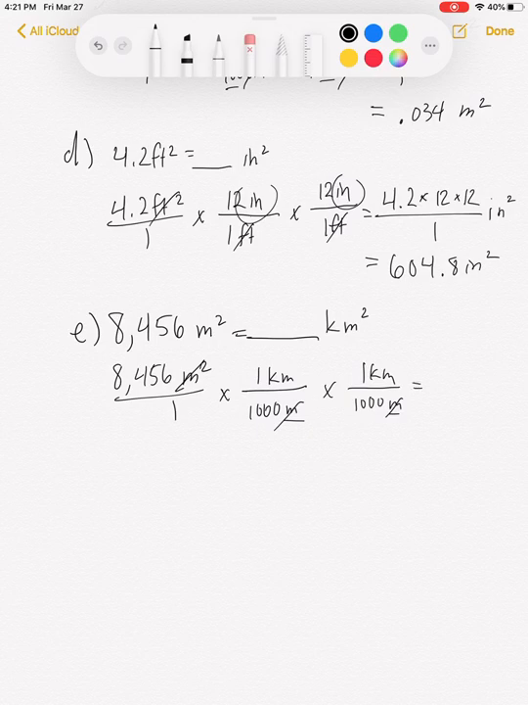Okay, then now I have 8,456 divided by 1, 2, 3, 4, 5, 6, a million, and then we have kilometers squared as our units. When I do that, I'm going to go ahead and move my decimal over 6 places. 1, 2, 3, 4, 5, 6. The 2 zeros as placeholders, so my answer is 0.008456 kilometers squared.